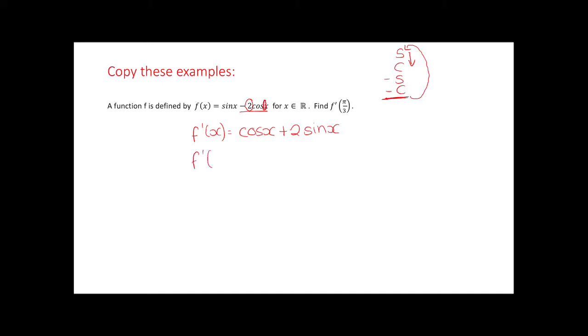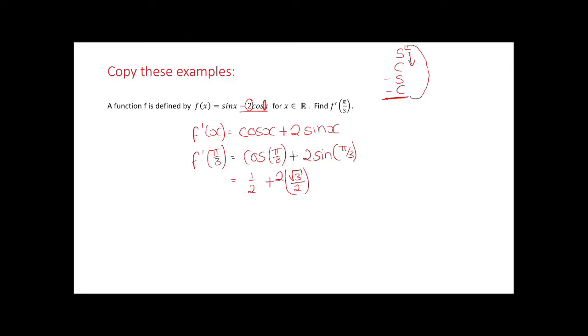We are asked to find f dash pi over 3, so replace all your x's by pi over 3. So here we've got cos pi over 3 plus 2 sine pi over 3. Obviously, if you know your exact values with your radians, that's perfect, go ahead and use them. If not, then you can change this into degrees and use it with degrees. So pi is 180 divided by 3 gives you 60. Using your degrees with your exact values, you're probably a lot more familiar with. But cos of 60, or cos of pi over 3, is a half. Sine of 60, or pi over 3, is root 3 over 2.